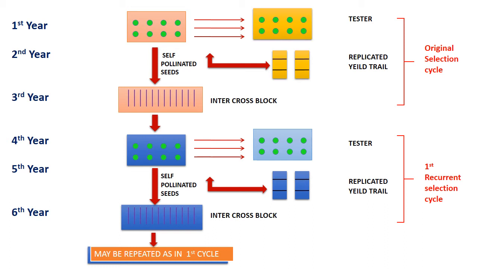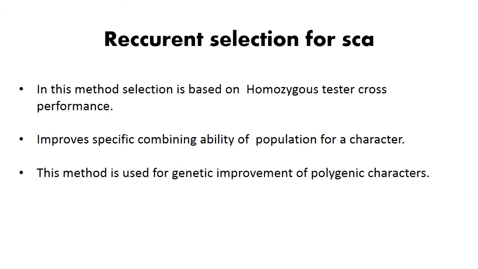And here the tester used is a heterozygous tester with a broad genetic base. Coming to recurrent selection for SCA, the main difference between recurrent selection for GCA and SCA is that here a narrow genetic base tester, a homozygous tester, is used. This is for improving the specific combining ability of a population and is a method used for genetic improvement of polygenic characters.